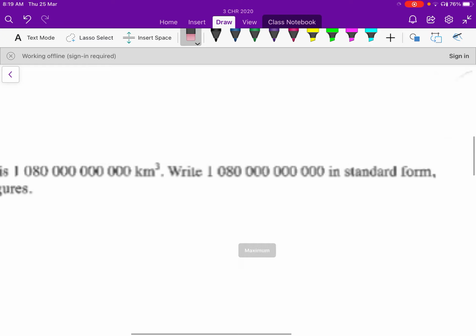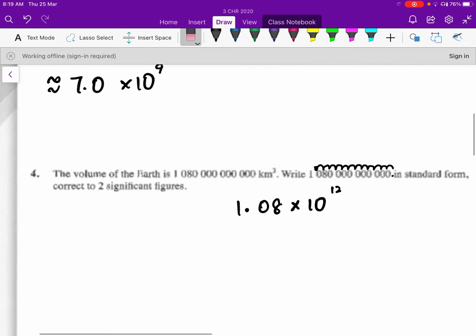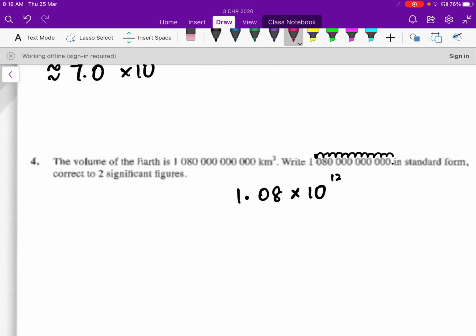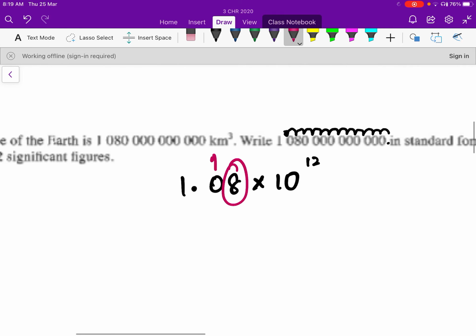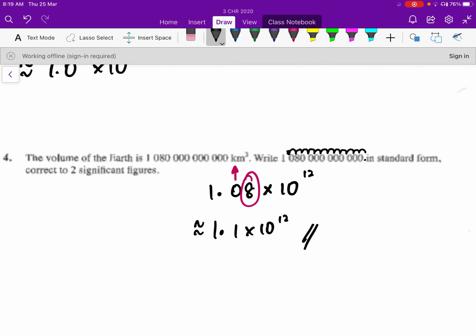It's a very big number. So now that we have written it in standard form, they still want it to be two significant figures. So I circle the third significant figure. And since it is a 5, 6, 7, 8, 9, I draw up arrow and it is rounded off to become 1.1 times 10 to the power of 12. So look, such a big number, instead of writing so many zeros, it is just simplified to this. Much easier to work with, much easier to key in your calculator.